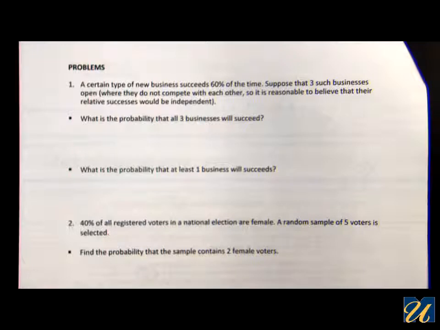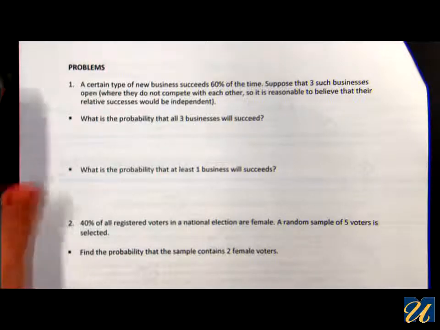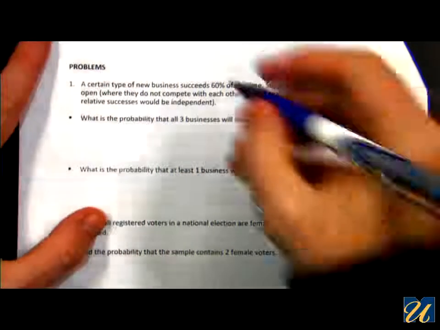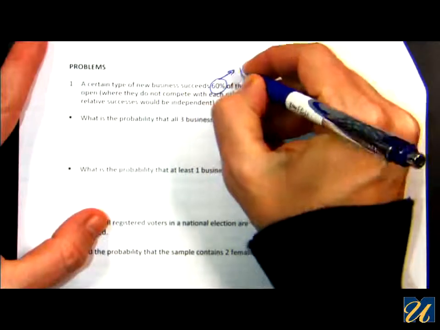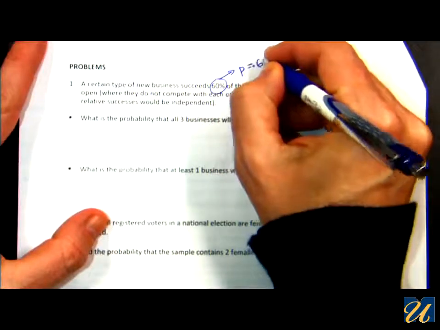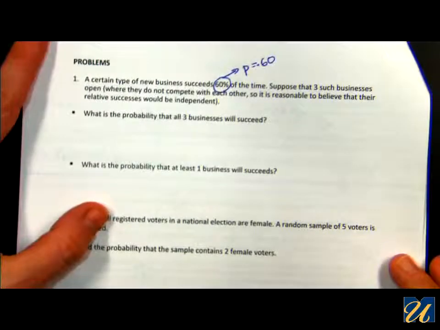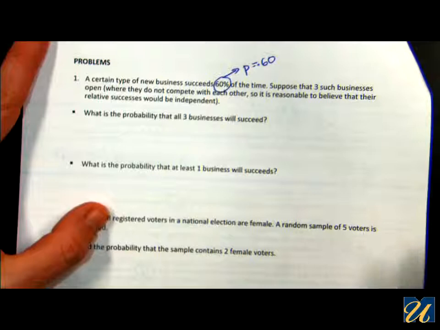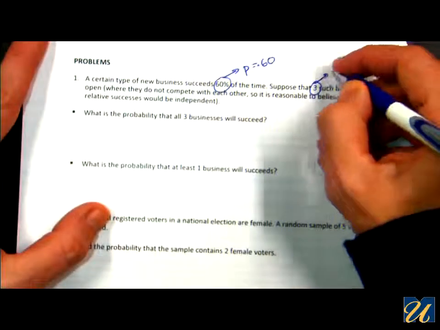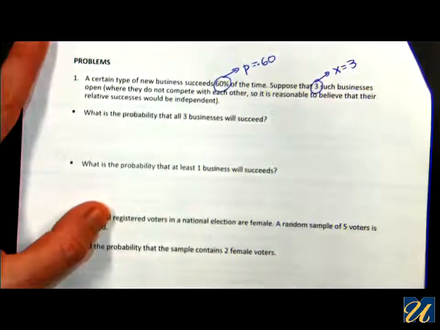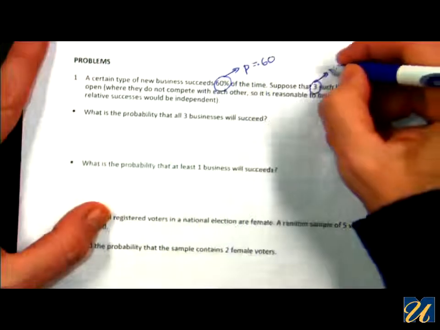Let's look at the problems. A certain type of new business succeeds 60% of the time. This means that this is your probability. P is equal to 0.6. Suppose that 3 such businesses open where they do not compete with each other, so it is reasonable to believe that the relative successes would be independent. That means that x is equal to 3. Sorry, n is equal to 3.